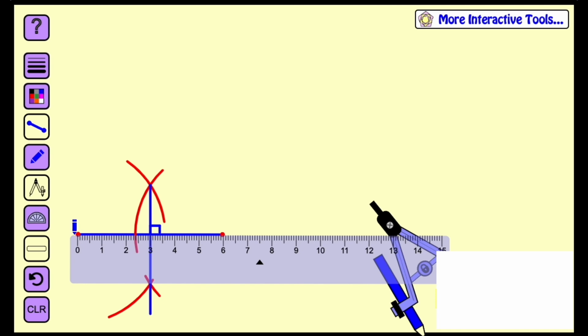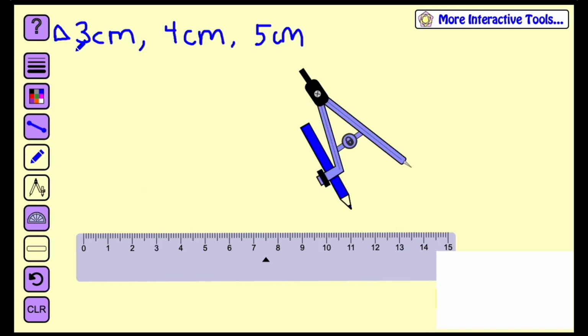When we place the ruler back on the line, we see that our line segment is still 6 centimeters long. We wanted to bisect that, which means cut in half, which we did. 3 is half of 6. Now, let's construct a geometric shape by making a triangle that has the following side lengths. I'm going to start by drawing the side that is 4 centimeters long.